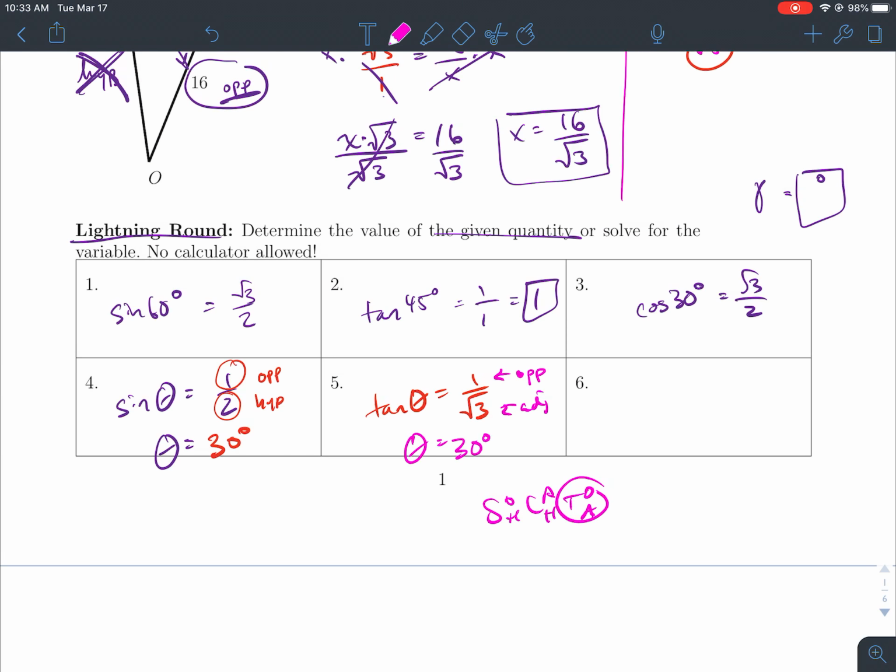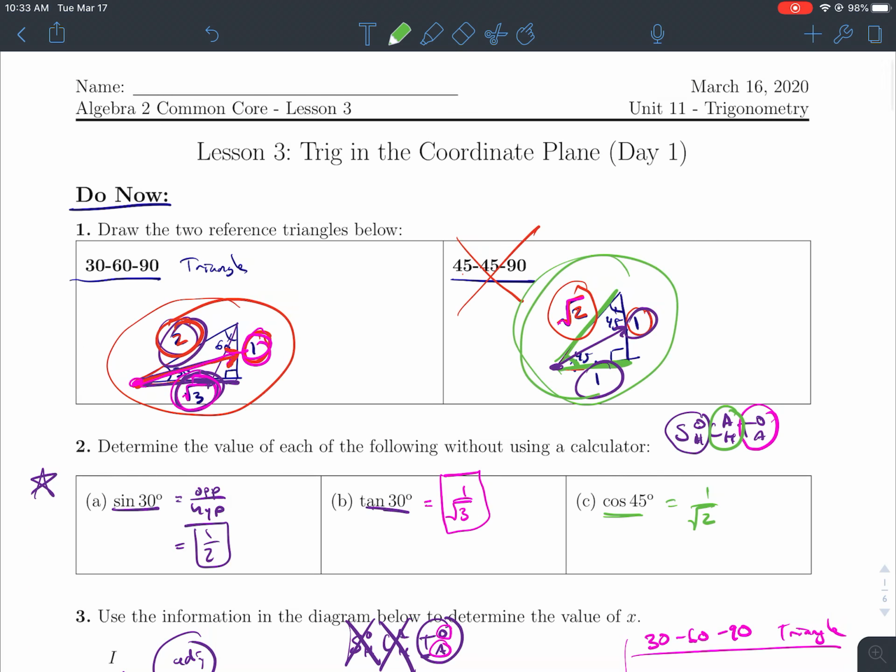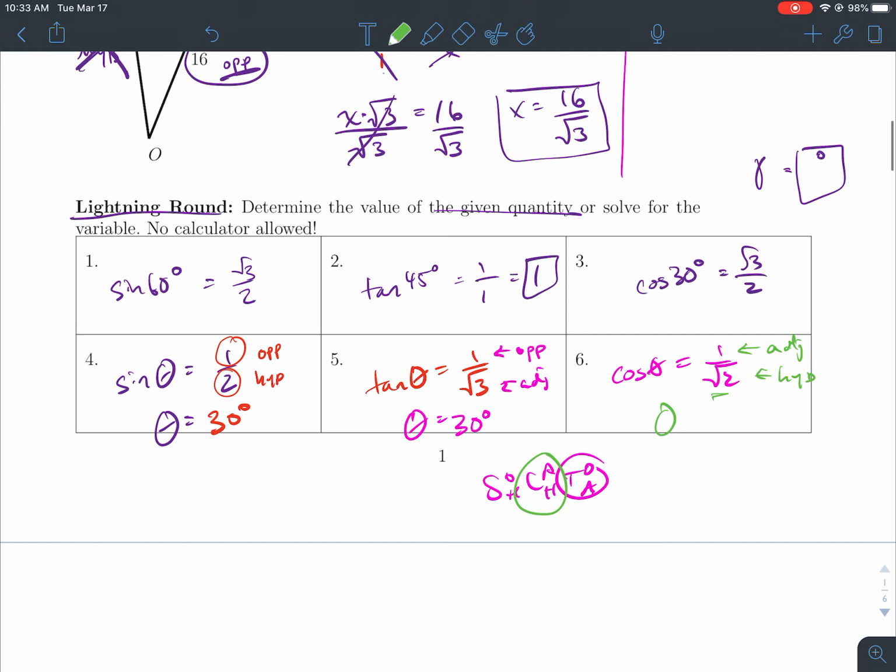And then finally here we had cosine of theta equals 1/√2. Because this is in SOHCAHTOA adjacent over hypotenuse, we know that this one has to be the hypotenuse for √2. So we know we're on the 45, 45, 90 triangle. So we know that theta is 45 degrees.